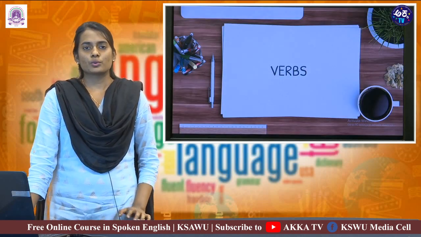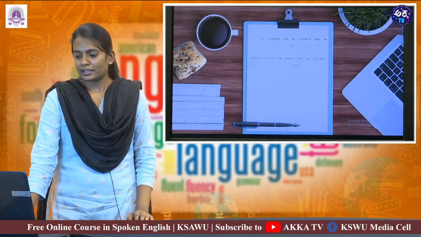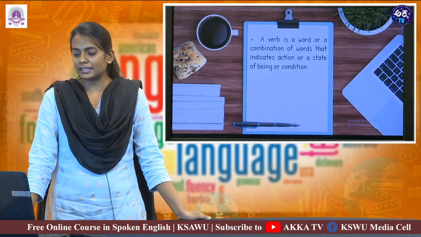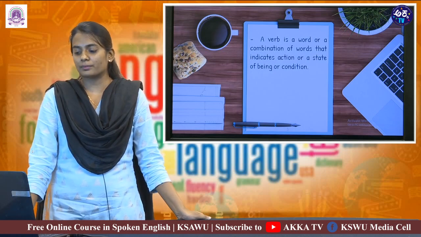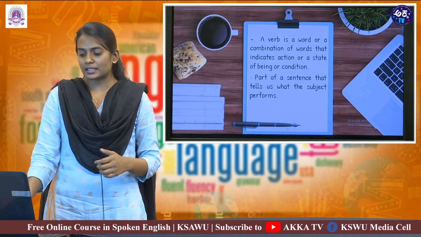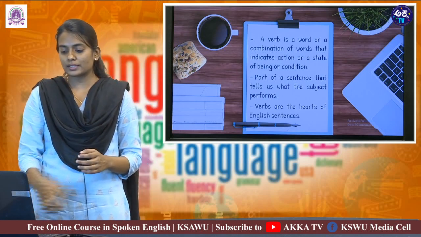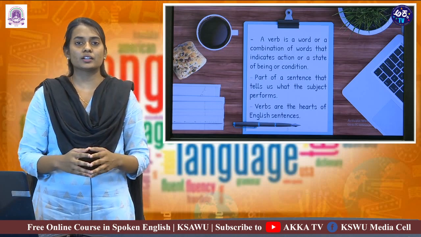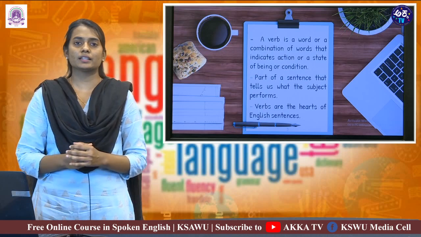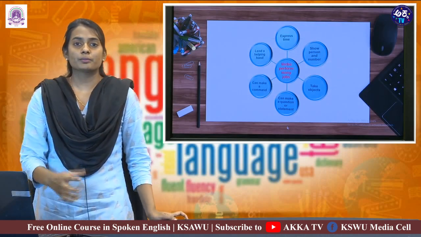Okay, so verbs are the main part of a sentence. A verb is a word or a combination of words that indicates action or a state of being or condition, and a part of a sentence that tells us what the subject performs. Okay, so we consider that verbs are the heart of English sentences. So the main core of what we tell is the verb. So let us see what exactly verbs perform.